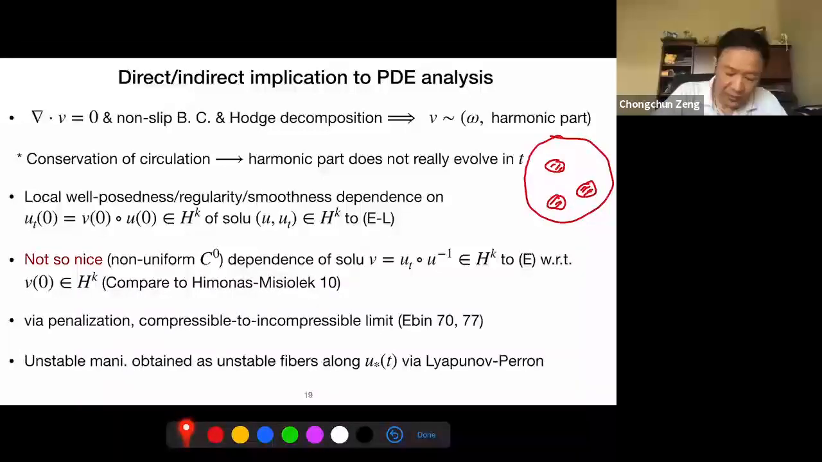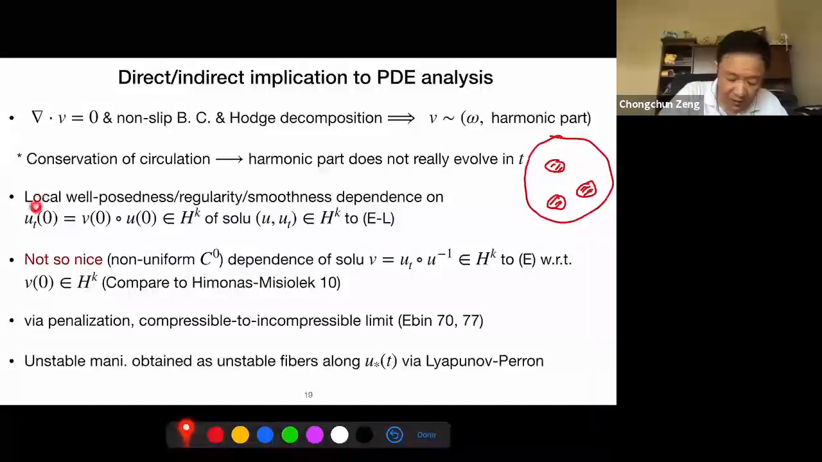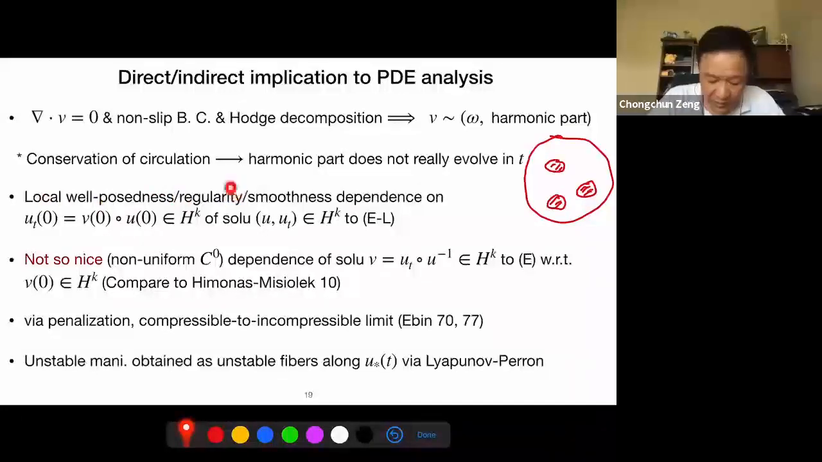Now, when the Euler equation is written as an ODE in the infinite dimensional space, it's easy to get the local well-posedness. You simply do the Picard iteration. And you have the H^k regularity, the same regularity as the initial data, and the smooth dependence on the initial data in the Lagrangian formulation. That's very important. We have the smooth dependence of the solution on the initial data in the Lagrangian formulation.